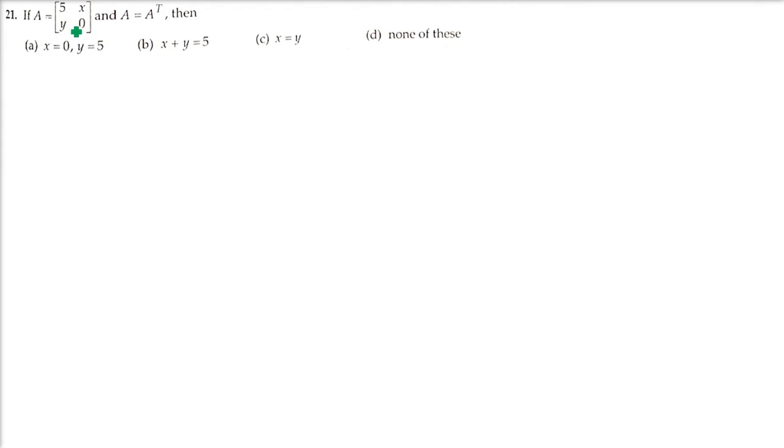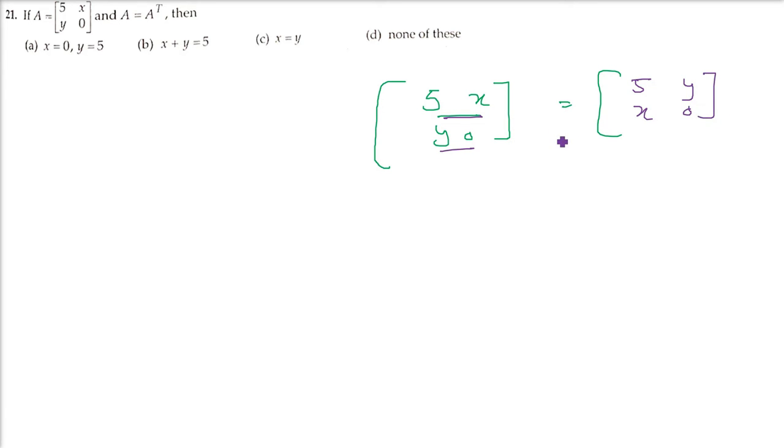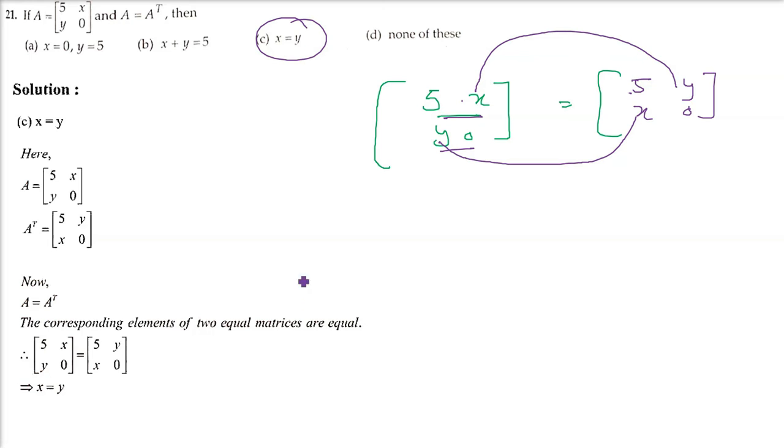Now A is given as 5, x, y, 0, and A is equal to A transpose. So what we have to do? A is A transpose, so let me do it. 5, x, y, 0 is equal to the transpose. Transpose means rows become columns. So the first row will be the column 5, x, and this will be y, 0. Let us equate: 5 is equal to 5, 0 is equal to 0, x is equal to y. So we only get x is equal to y, from this and from this also. This question is only saying that x is equal to y. This is all we can deduce from this question. X equals y.